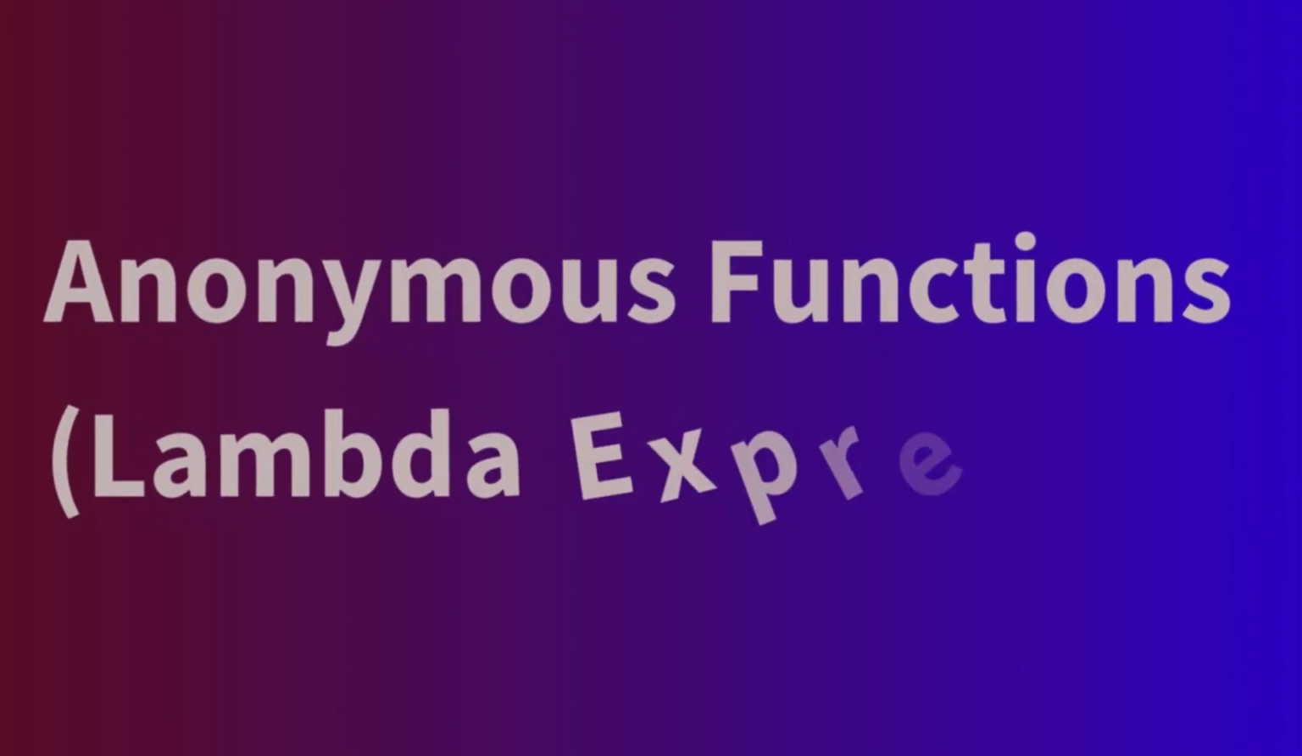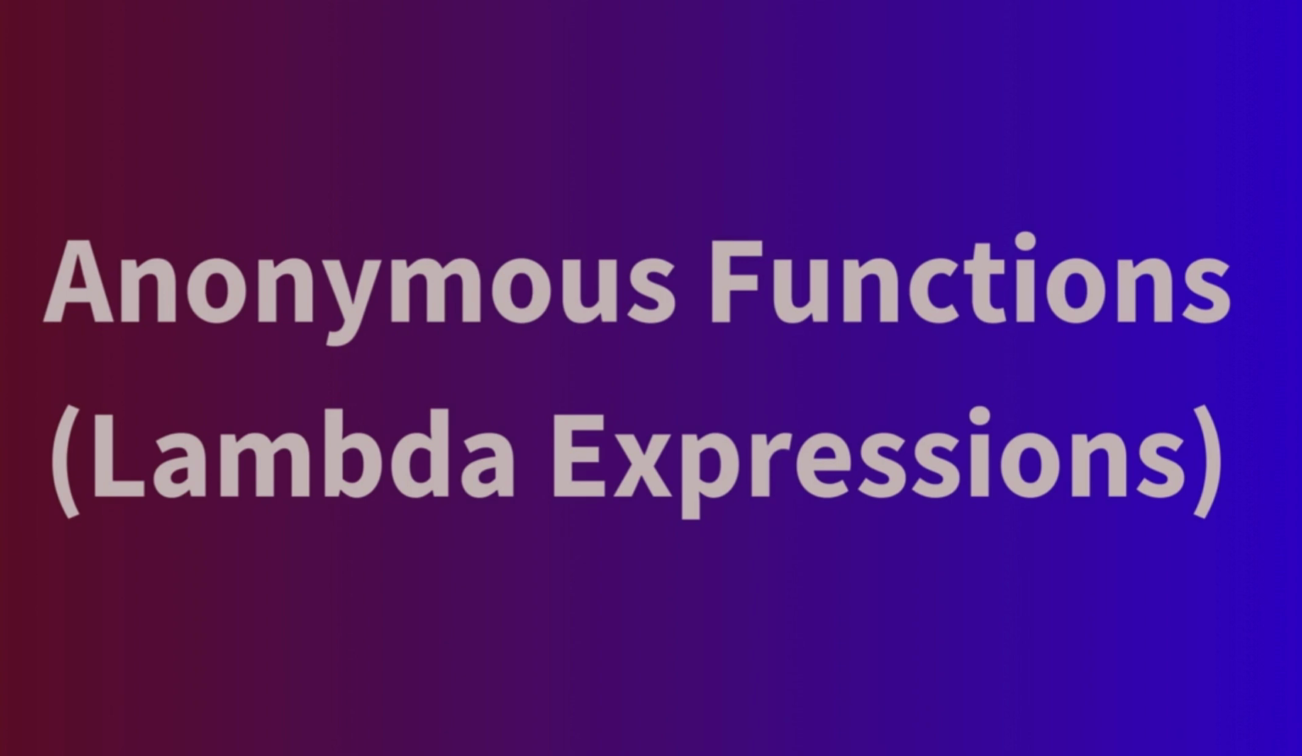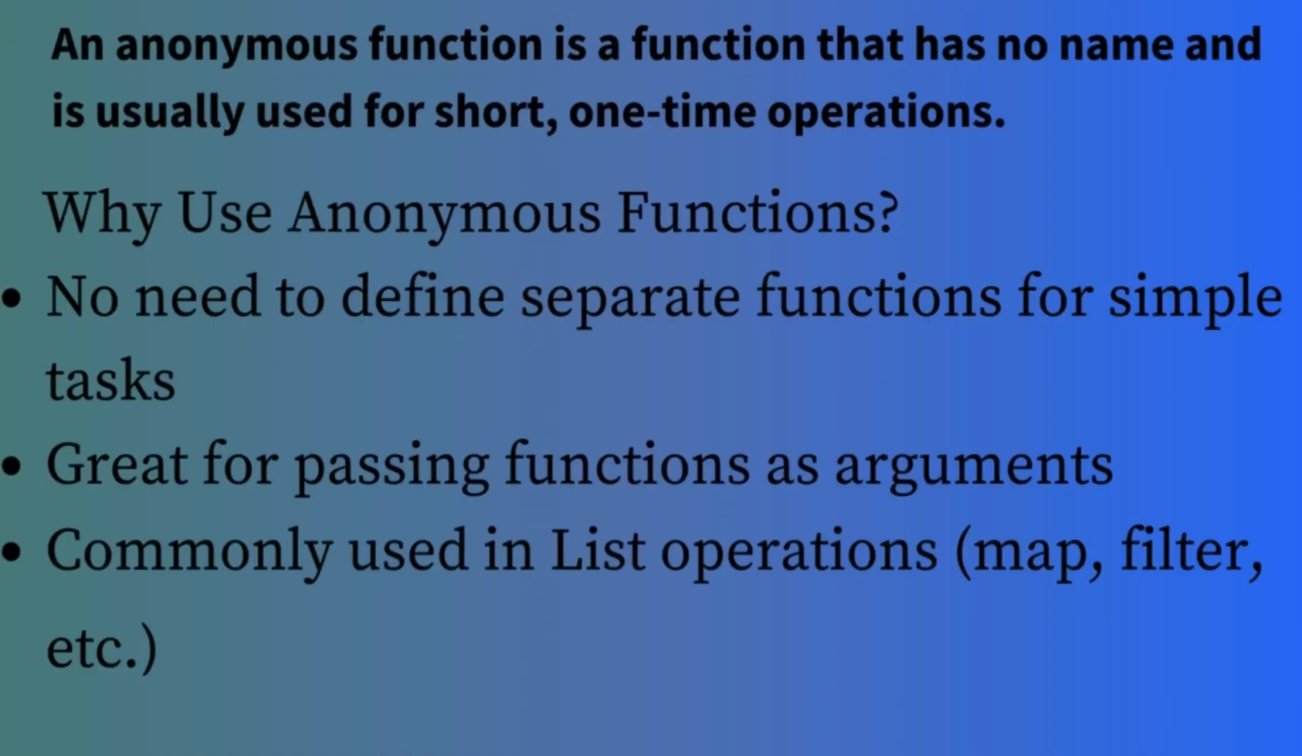This approach allows us to create custom multiplication functions dynamically, making the code more efficient and reusable. So the next topic is anonymous functions, also known as lambda expressions. An anonymous function is a function without a name, typically used for short, one-time operations where defining a full function isn't necessary. Now, why should we use anonymous functions? First, they eliminate the need to create separate functions for simple tasks. Second, they are great for passing functions as arguments, making code more flexible. And finally, they are widely used in list operations like map, filter, and forEach, making it easier to manipulate collections. Anonymous functions help write cleaner and more efficient code in Dart.